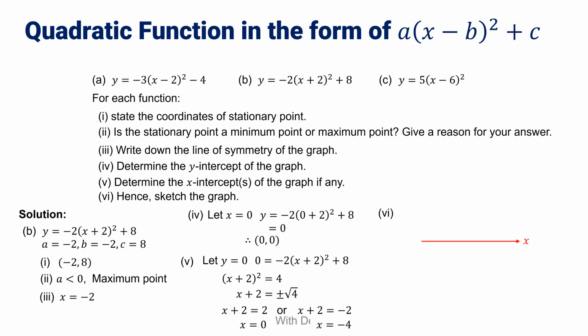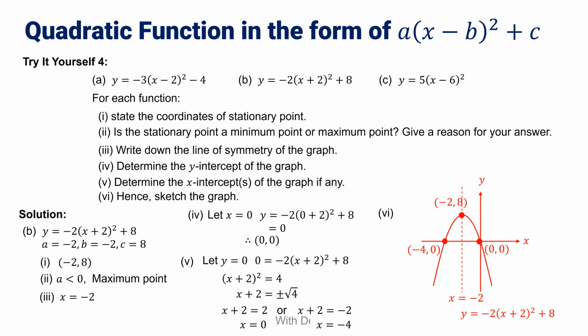Alright, now we can start to sketch the graph. Start with the x-axis. This is a surface with two roots. The first root is (-4, 0), and the second root is (0, 0). This is the maximum point with the coordinates of (-2, 8). And this is the y-axis. It must pass through the second root because the y-intercept is the same point as one of the roots. This is the line of symmetry with the equation of x equals -2. And lastly, label the graph. This is the graph of y equals -2(x + 2)² + 8.